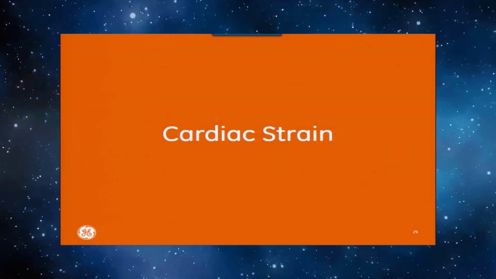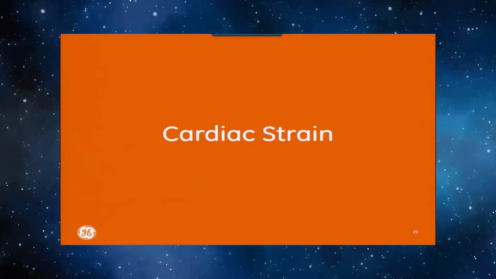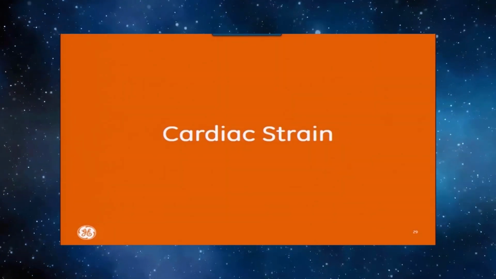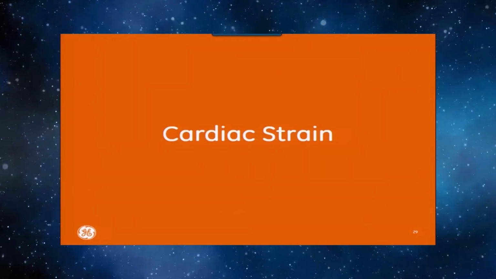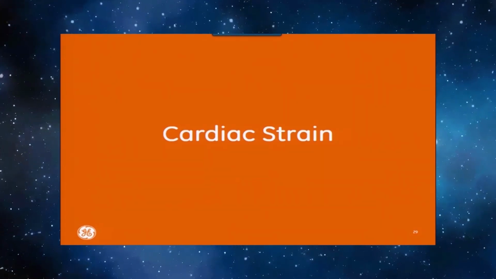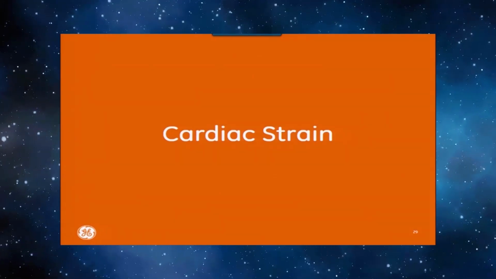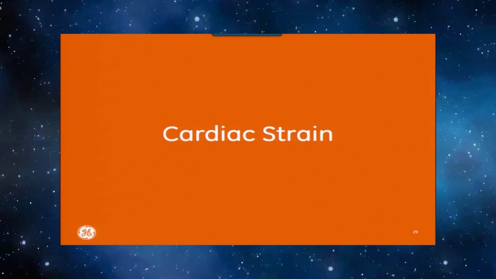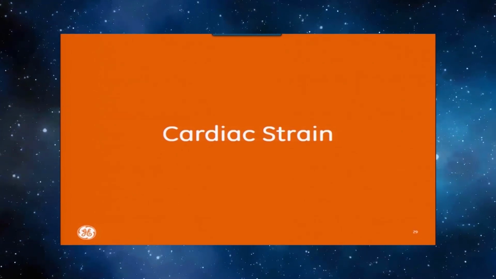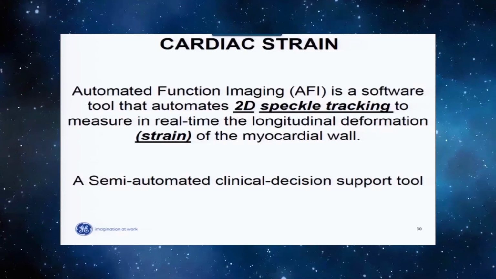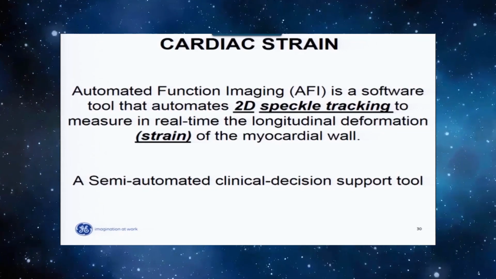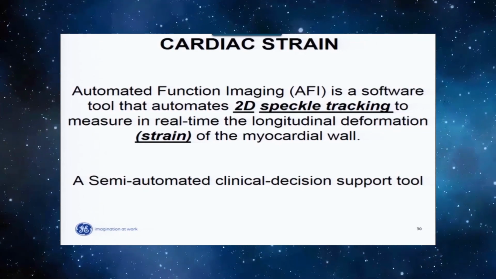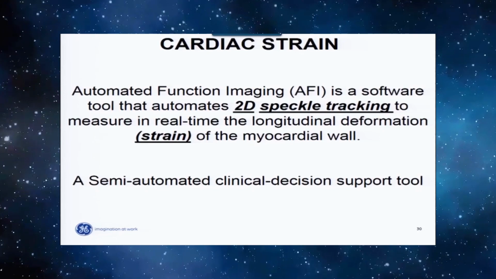So on your systems, your strain package is called cardiac strain. When you go into your cardiac strain package, you are using speckle tracking strain to calculate longitudinal strain for each one of the segments in the heart, and also a global number. And we'll go over those in a little while in a future video.